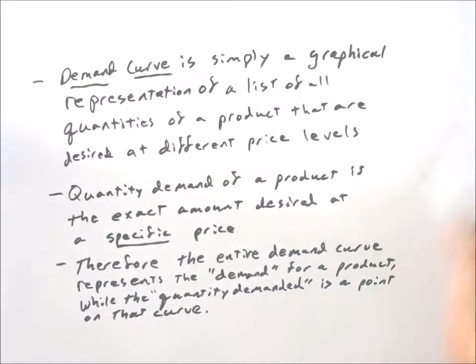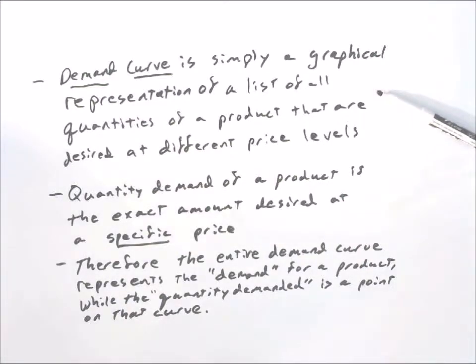A demand curve is simply a graphical representation of a list of all quantities of a product that are desired at different price levels. So you can imagine, if the price of a candy bar was 25 cents, how many candy bars would you buy? If it was 50 cents, how many? If it was 75 cents, how many? You would just keep going, changing the price level of the product and determining how many units of that product you would desire at those prices.